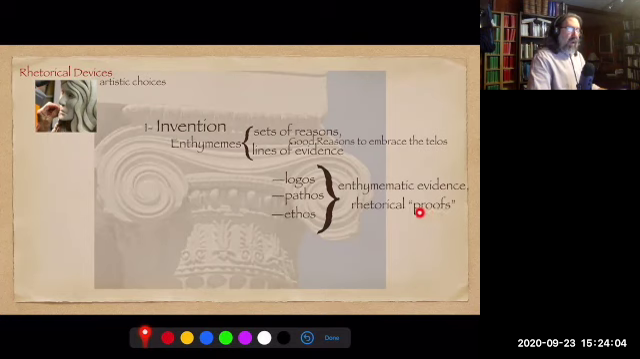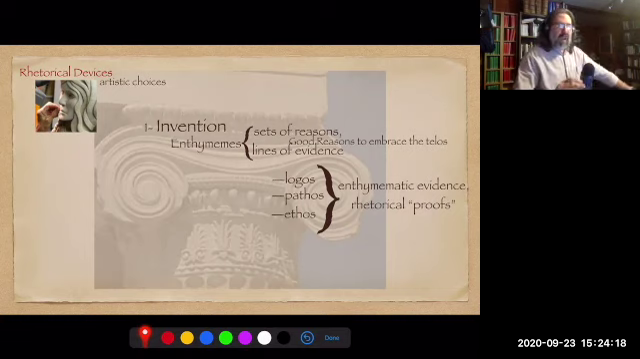Now, don't get hung up on this idea of proofs here. Okay, we don't mean scientific proof. We mean just evidence. When a rhetor says we have these proofs, it comes from an old use of the word, and it just means evidence. Okay, it's not a geometric proof or a scientific proof. It just means that we have rhetorical evidence, enthymemes.